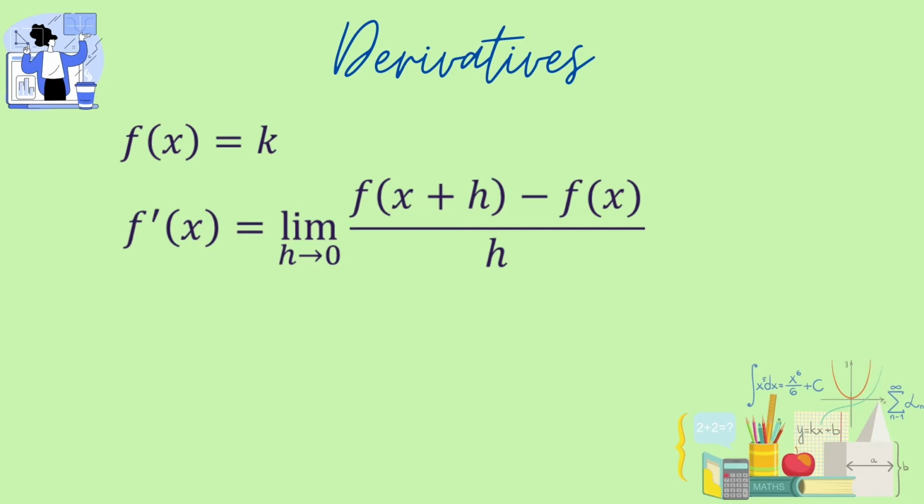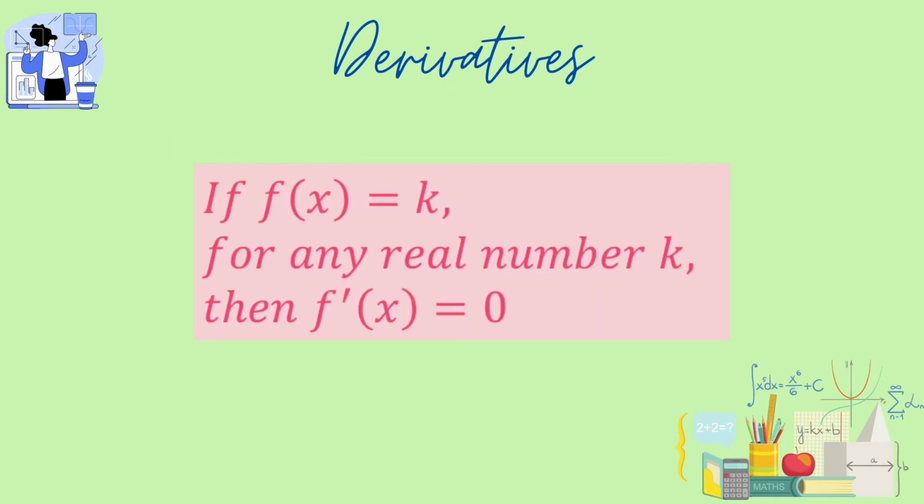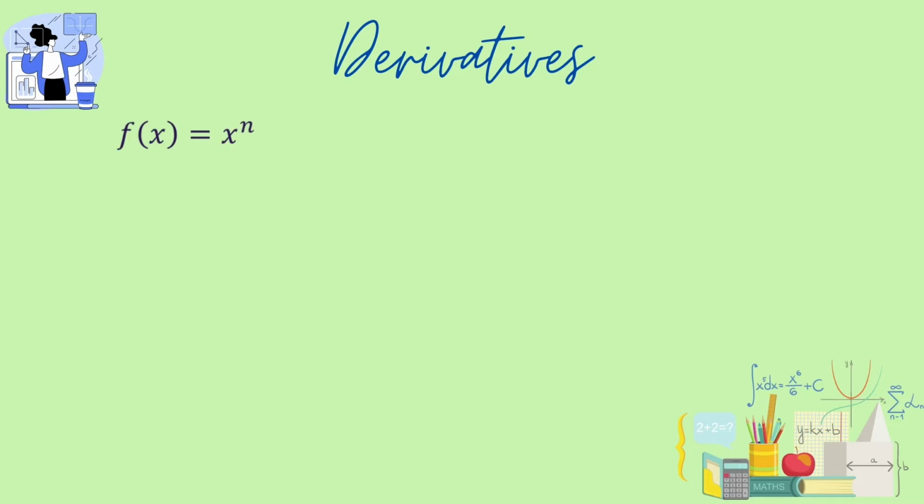Since f of x is equal to k, f of x plus h is equal to k as well as f of x. Hence, we are only looking for the limit as h approaches 0 of 0 over h, or just 0. Note that we were able to simplify the expression to 0 before evaluating the limit. For our first rule, if f of x is equal to k, then f prime of x, or its derivative, is equal to 0. Let us now find the derivative of the power of a variable.